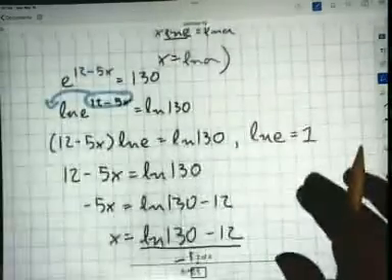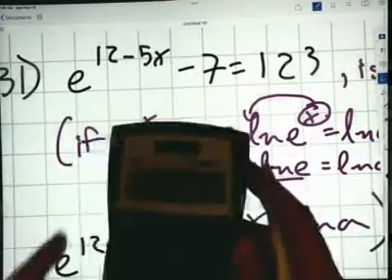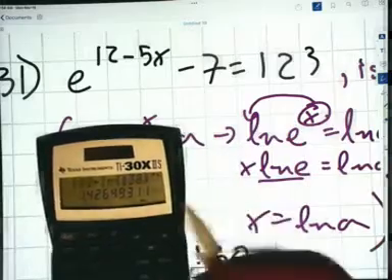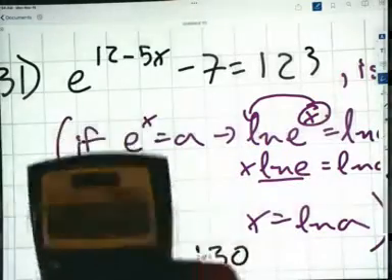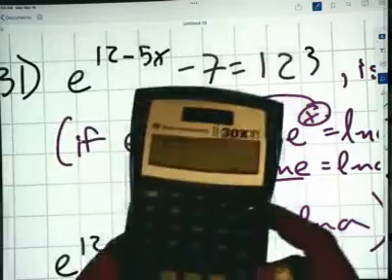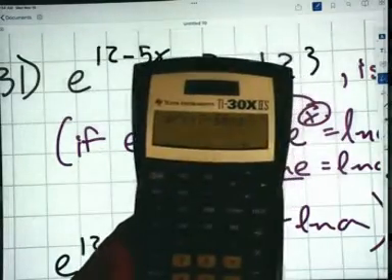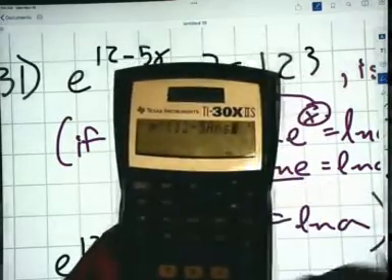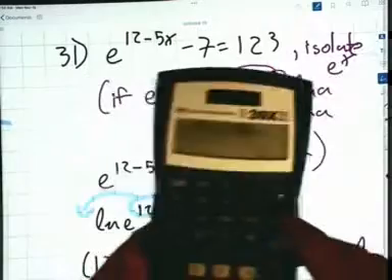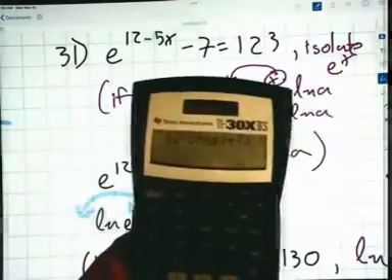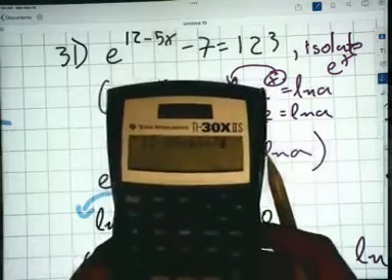Now, if I want to check this, I'm just going to go back to my original statement. The nice thing is this is already stored in my calculator. So, if I do e raised to the 12 minus 5 times second answer. This answer is recalling what I just got, that negative 1.46. Close parentheses, subtract 7, and that is this expression. I hit enter, and I get 123, then we did it correctly.